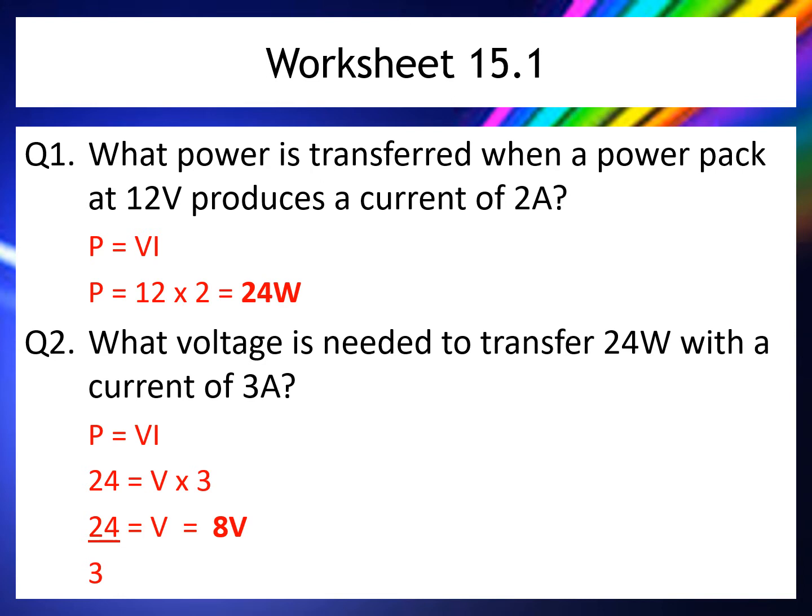Question 2, I'm now asking for voltage. So again I write out P equals VI and then I write the numbers in underneath. 24 watts under power, we don't know the voltage, but the current is 3 amps. I'm going to need to rearrange to make voltage the subject of the equation, so remember we do our reverse maths. 24 divided by 3 equals voltage, which equals 8 volts.